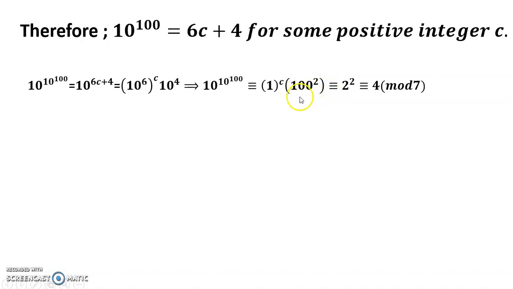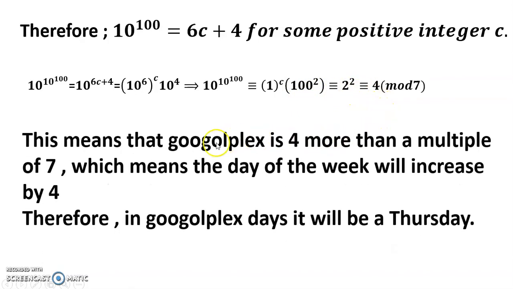Because when we divide 100 by 7, we know that 7 times 14 is 98. So the remainder is 2, and 2 squared means 4, so it is 4 mod 7. So this means a googolplex is 4 more than a multiple of 7, which means the day of the week will increase by 4. Therefore, googolplex days from now, it will be a Thursday.